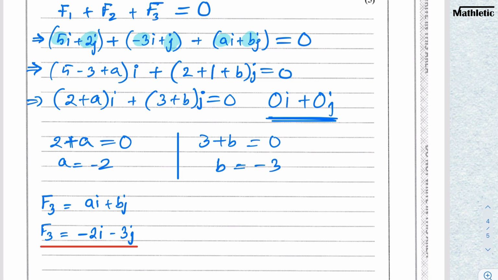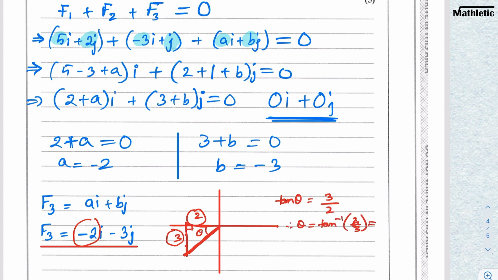So this is the force F3. If I just draw this one, minus 2i, so at the left side 2 units, then minus 3j, 3 units downward. So the triangle including this F3 should look like this. So we have 2 and 3. From this we can find this theta. Tan theta is opposite by adjacent, so theta is tan inverse of 3 by 2.